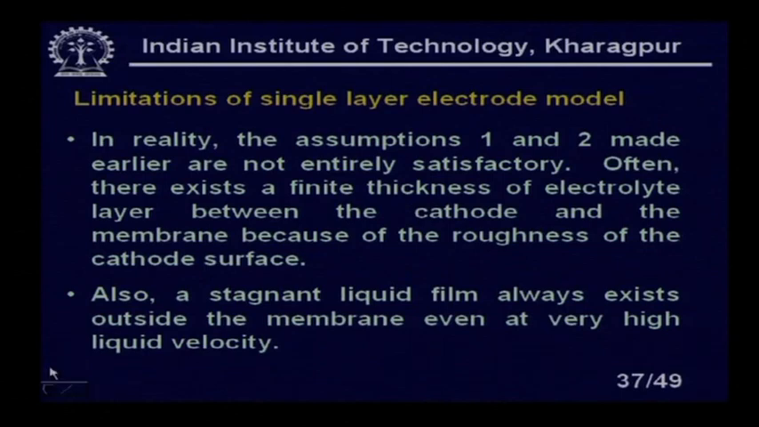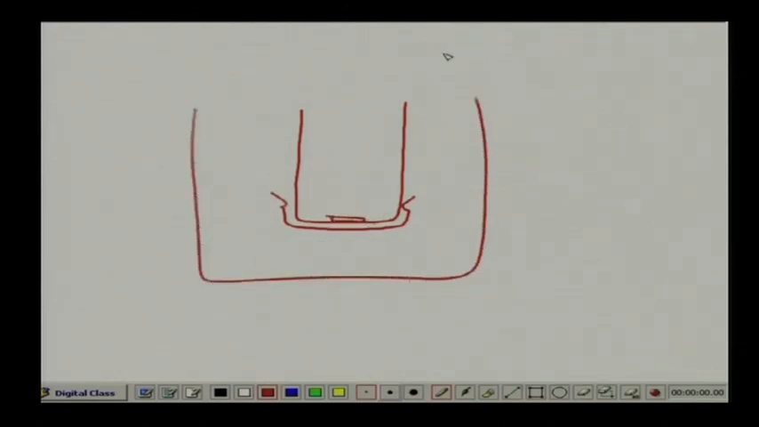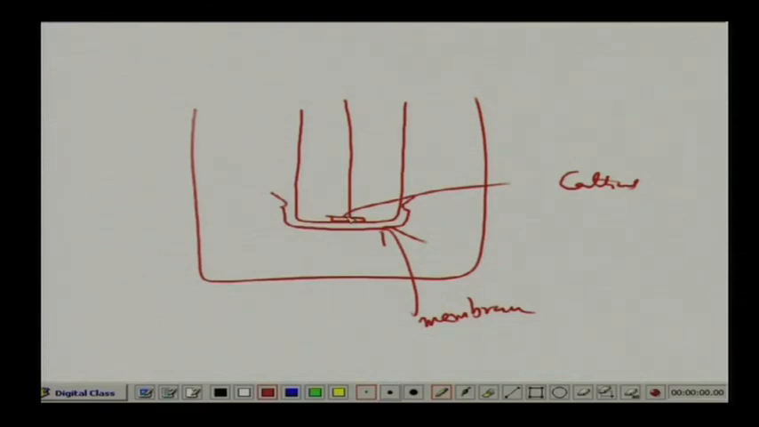What is that? Look very carefully, it will look like this. You see the probe is like this, we have a probe here, the membrane, and a cathode here, and we are inserting this inside a liquid, is it not? This is our membrane, this is our cathode, connected like this. First of all, we are assuming that there is no layer of thin liquid, no electrolyte present, in the case of the one layer model, and that is not true.